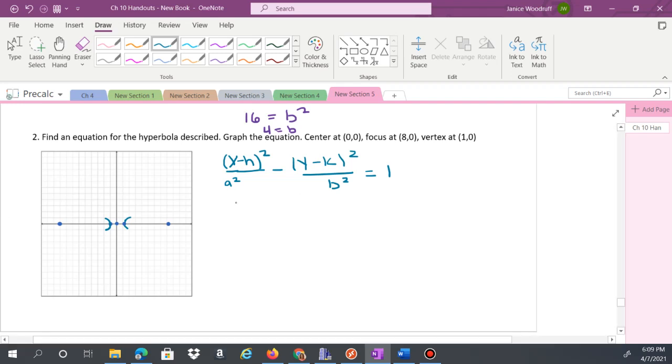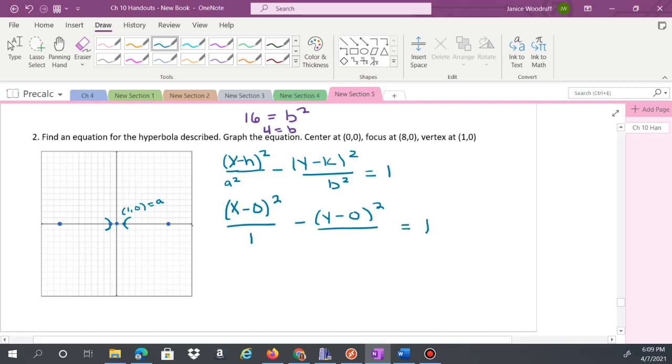Okay, so you have x minus 0 for your h. So then that just becomes x squared over your a squared. So we know that a is 1. So that is this right here, this 1, 0. Okay, so a squared, 1 squared would just be 1. You have y minus 0 squared. We don't know what b squared is yet, so we have to find that.